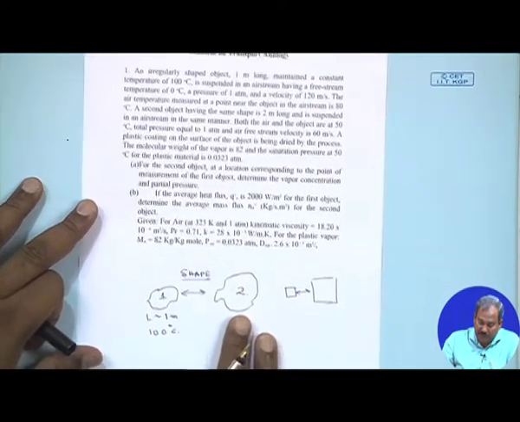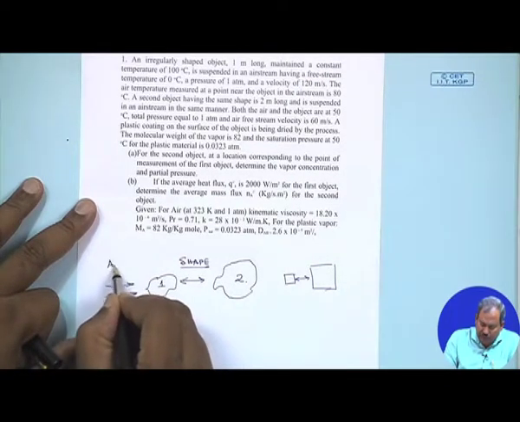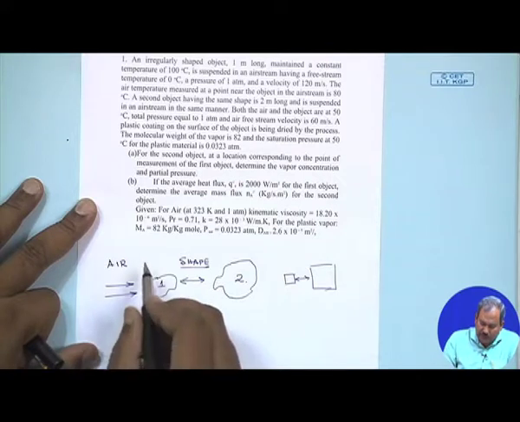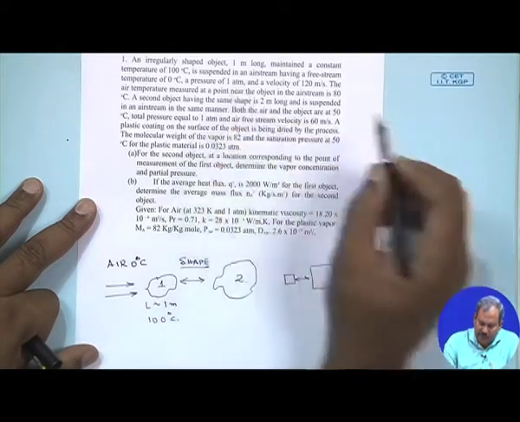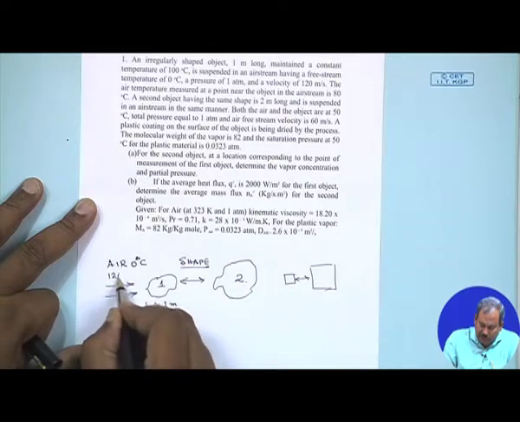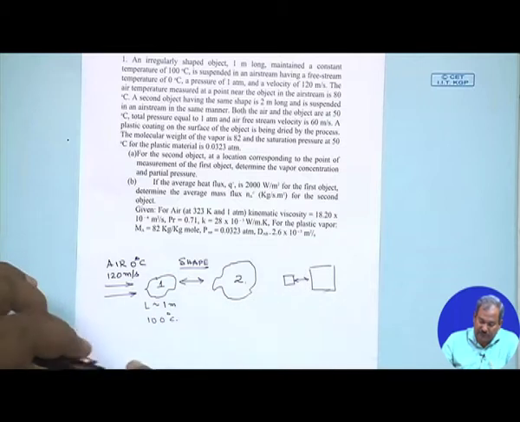So, this is maintained at 100 degrees centigrade and it is suspended in an air stream. So, we have air flowing over it, with air at 0 degree centigrade flowing over object 1, and the pressure is given as 1 atmosphere and the velocity is 120 meter per second. So, the velocity of the air stream is also given.